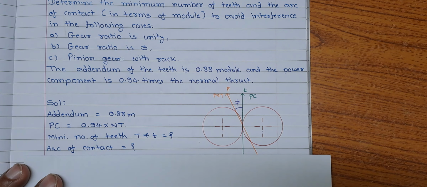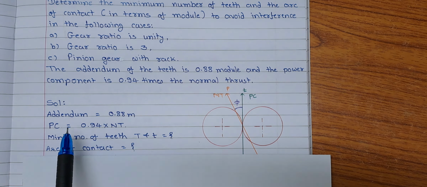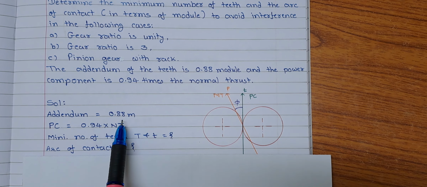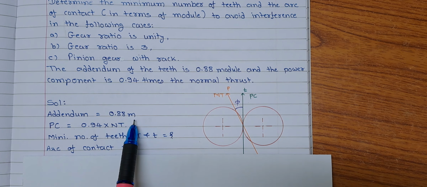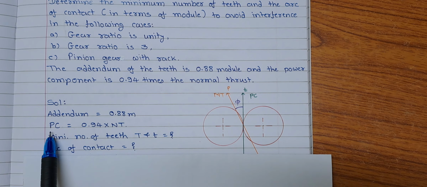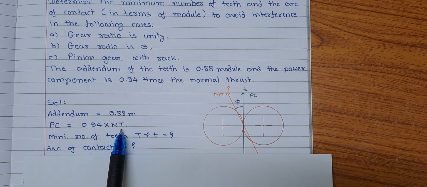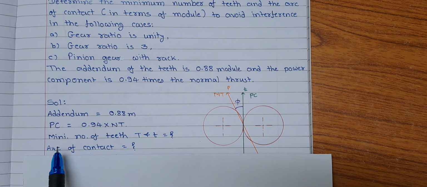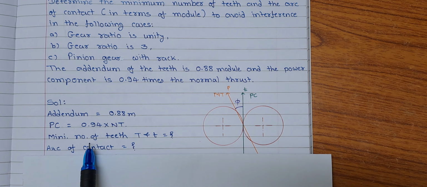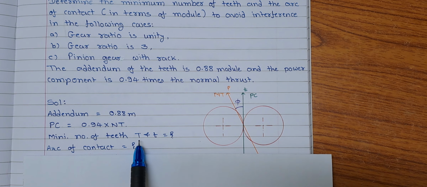Here it has been given that addendum is equal to 0.88 times module, PC, that power component is 0.94 times NT, that is normal thrust. We have to find out minimum number of teeth of gear and pinion. Also we need to calculate arc of contact.